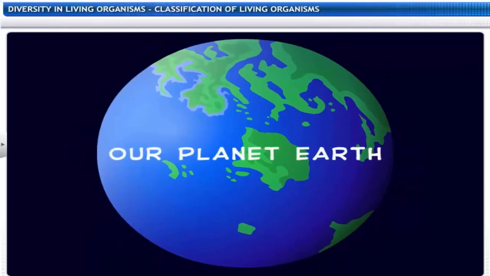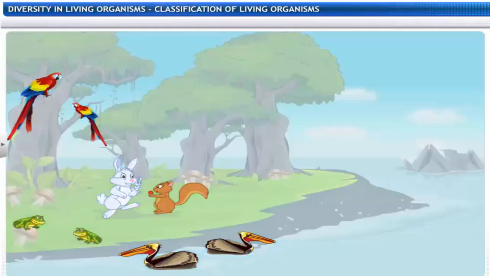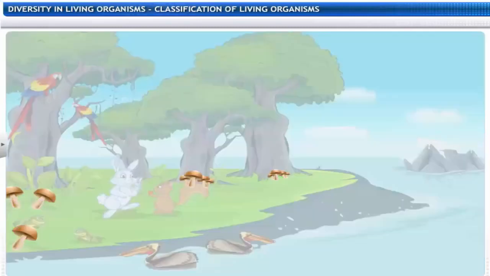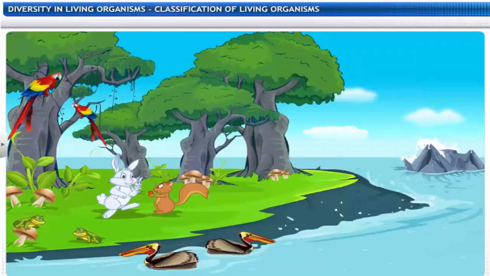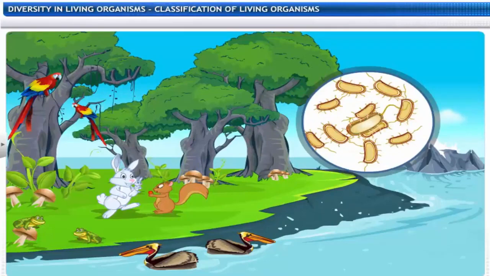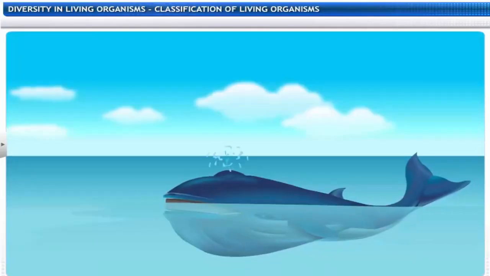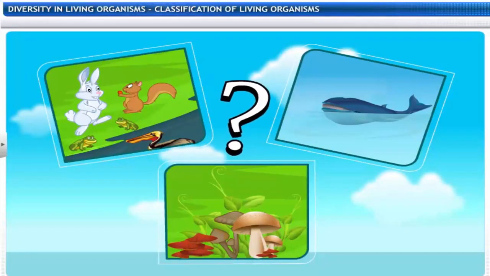Our planet Earth, the home to diverse forms of life, animals, plants, fungi, microorganisms, and much more. 30 million species inhabit the biosphere, ranging from microscopic bacteria to blue whales. Do we know them all? Have we given them names? Is there a systematic way of studying them?